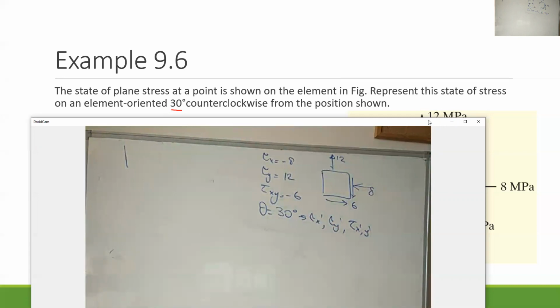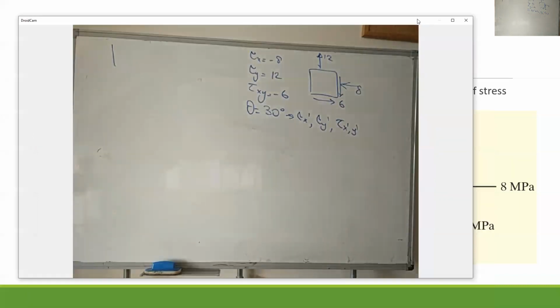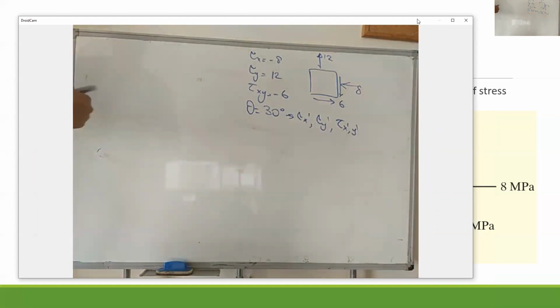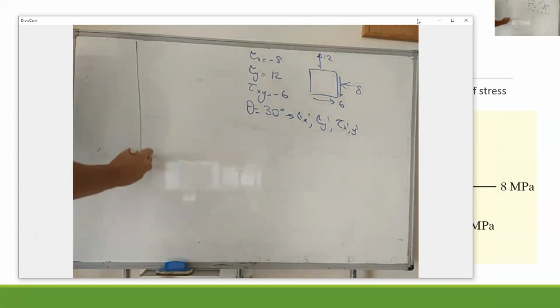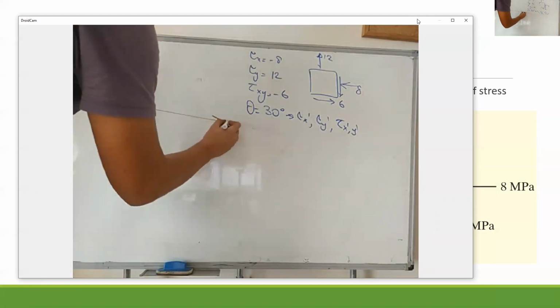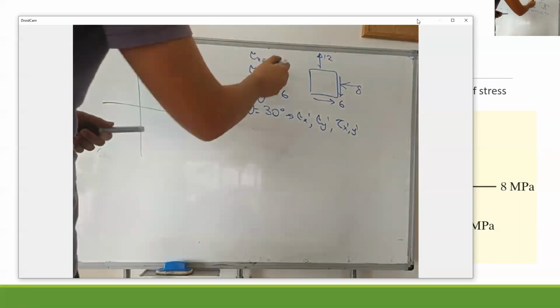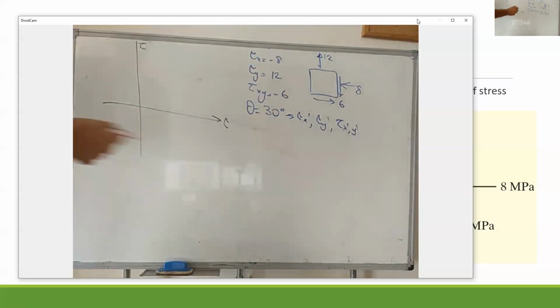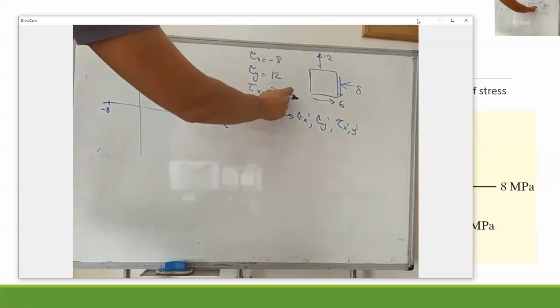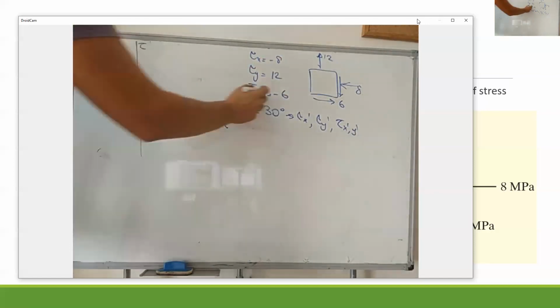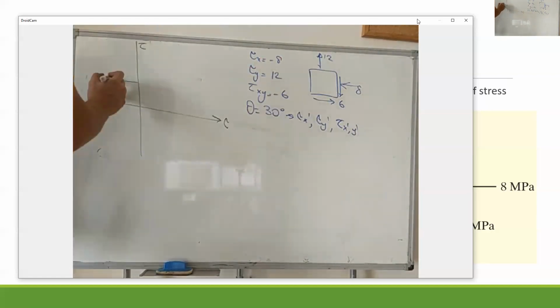Okay, let's start with drawing our Mohr circle. I'm going a little bit fast. This is my sigma-tau coordinate system. First point is sigma x, minus tau xy. Sigma x is equal to minus 8. Tau xy, minus tau xy, therefore I can write minus positive 6. Therefore, this is my first point.